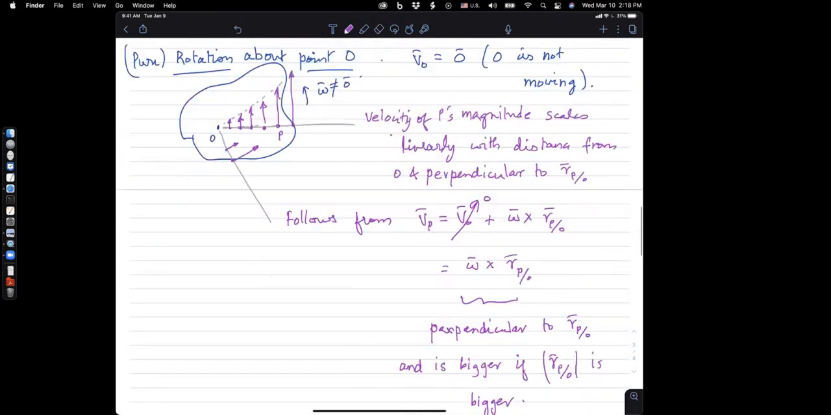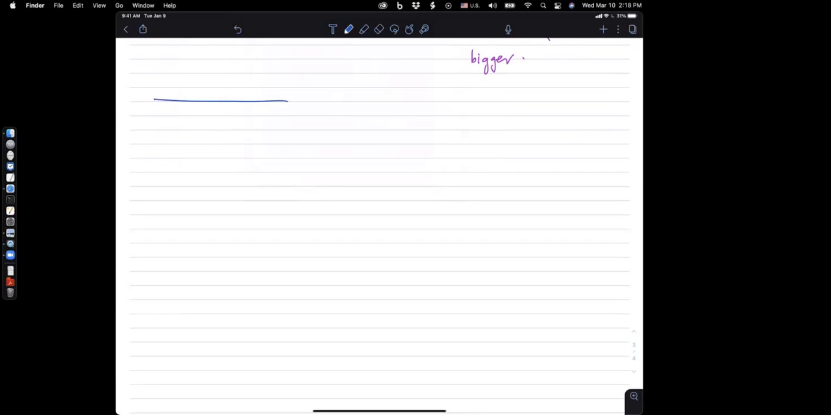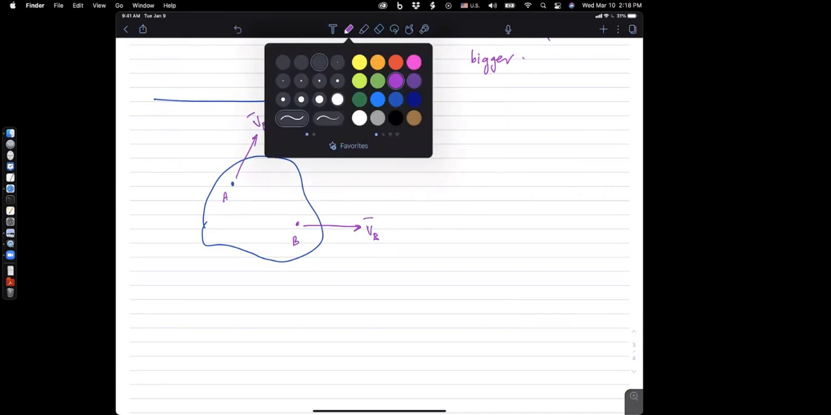So that's if you have a pure rotation. Now imagine a third case, where you have some object and you're given the velocity of 2 points. And I'm going to say this is the velocity of B. So the concept that we're going to talk about is called instantaneous center of rotation.